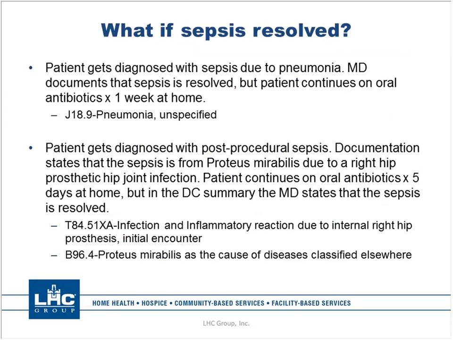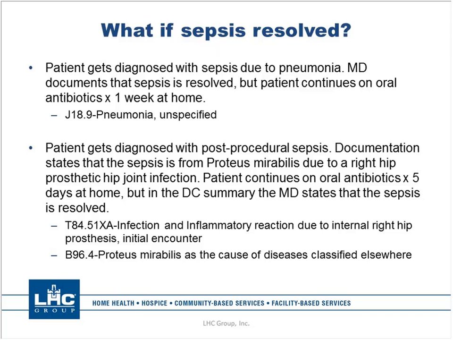What if the sepsis is resolved? Patient gets diagnosed with sepsis due to pneumonia. MD documents it's resolved, but they're still on antibiotics times 1 week. Well, 1 week, pretty normal cycle, so we just need J18.9 pneumonia. We're still treating that, but not the sepsis.